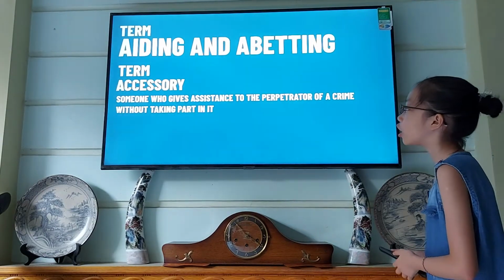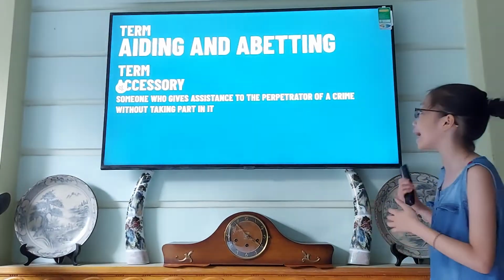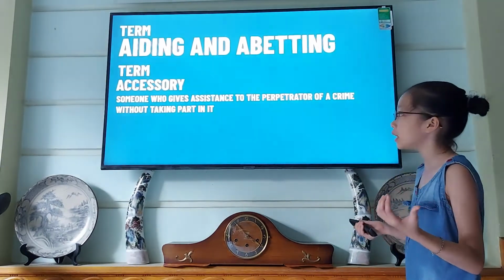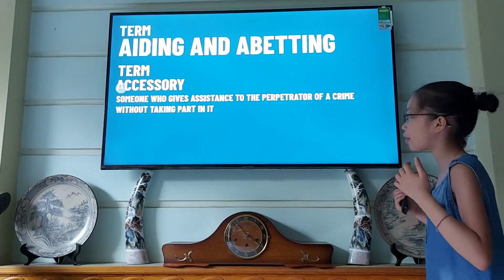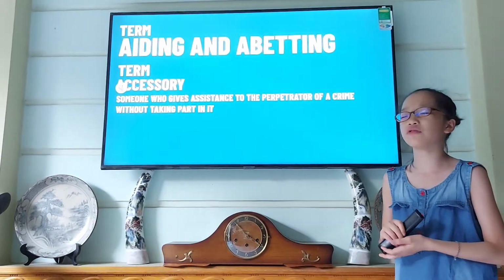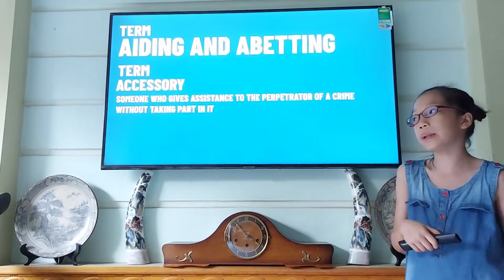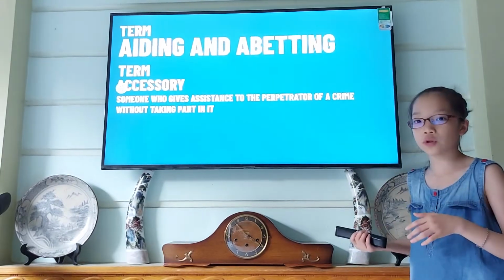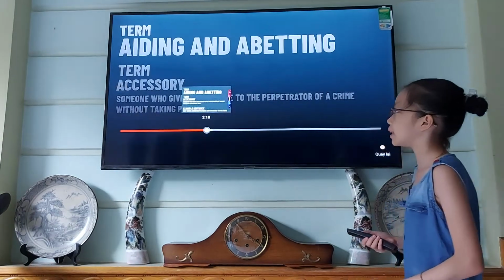We have another term which is accessory. This term accessory is related to aiding and abetting, which we already know from the last term. So accessory: someone who gives assistance to the perpetrator of a crime without taking part in it. Who gives assistance, like, for example, volunteers who don't need money but still work to help other people. So here's someone who doesn't need money, but still works to help the police catch the crime. That's it. Who gives assistance.